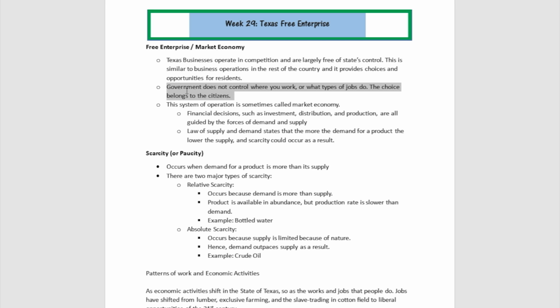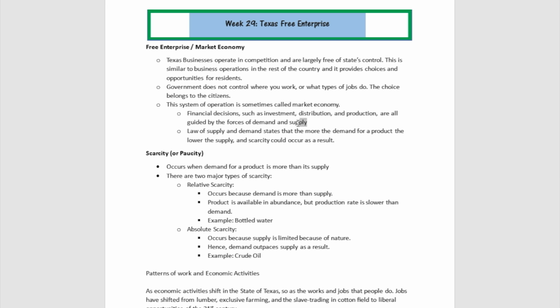The government does not control where you work, what types of jobs you do, how much you get paid working on the job, or how long you can work. The choice is absolutely the citizens'. The choice is ours. We call that free enterprise. We call that the market economy kind of business operations in the United States. And there are lots of advantages associated with that, right? This system of operation is called market economy.